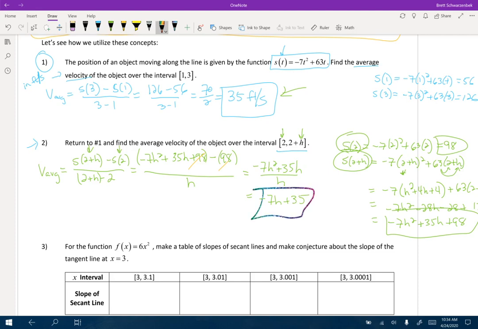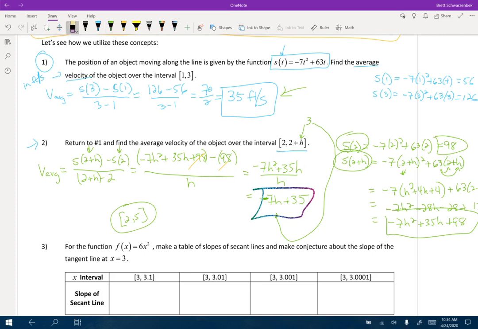Okay, so negative 7h plus 35 is the average velocity in this problem. I just want to point something out. If you're looking at this formula I mentioned, and I want to know what the average velocity is from 2 to 5, what does that mean h is? It's 3, which means I would take 3 and plug it in here. I would find whatever that is. It looks like negative 21, which means we're going to get 14, which means the average velocity from 2 to 5 is 14.